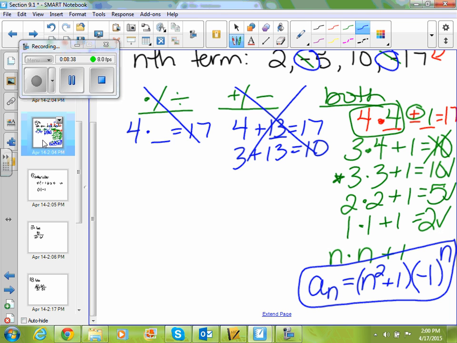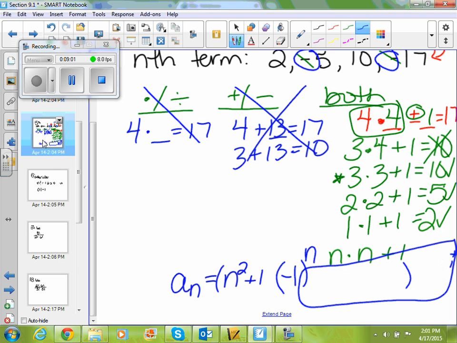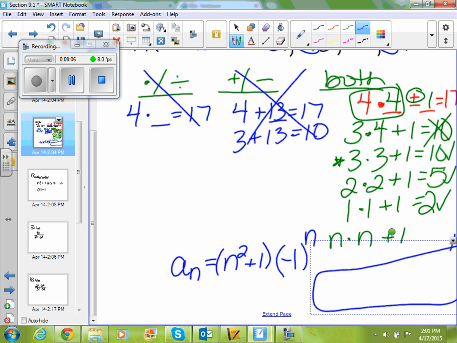Doing opposite ends, then do n plus 1, and then it makes it work. So n plus 1, and then your second terms will always be negative, and your first terms will always be positive.